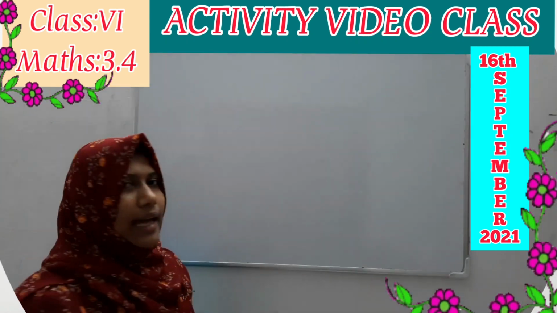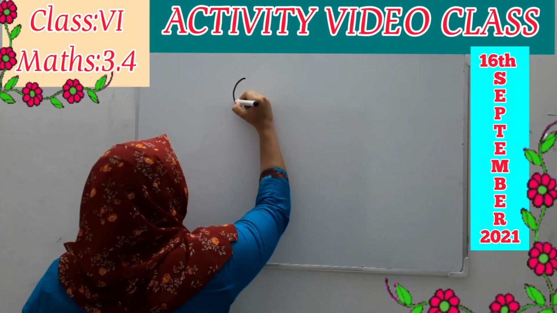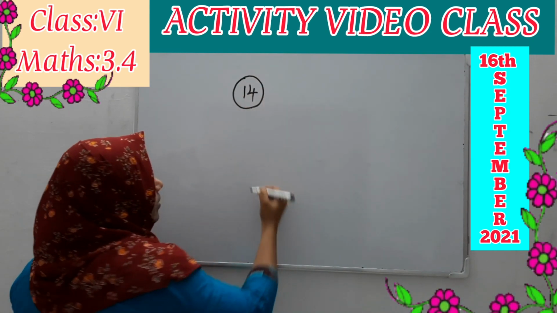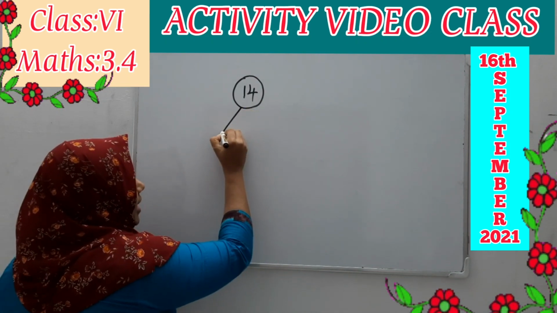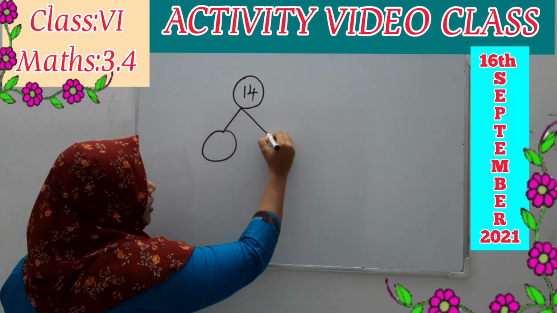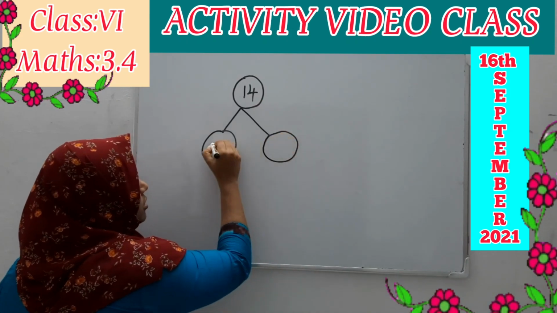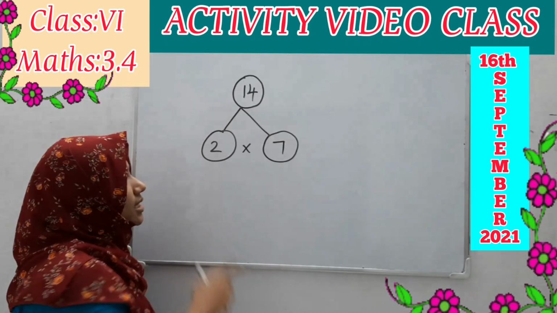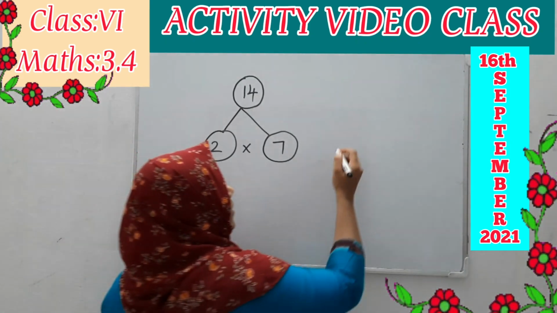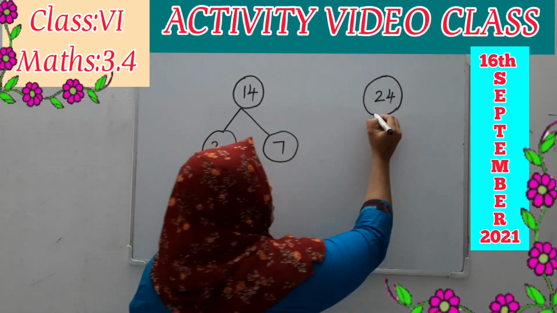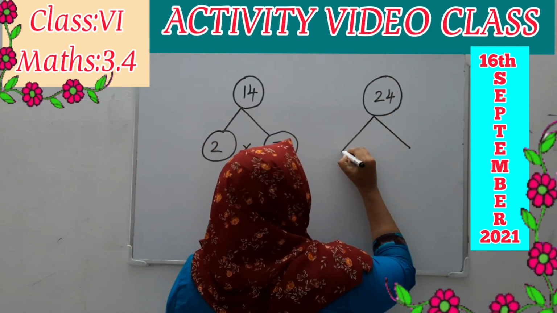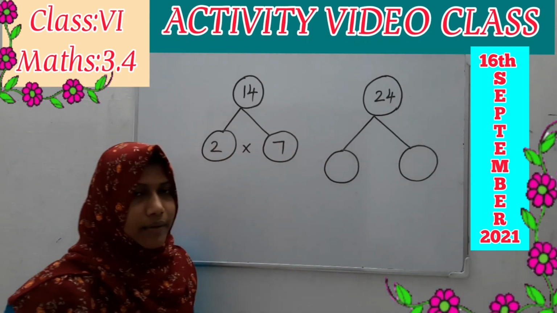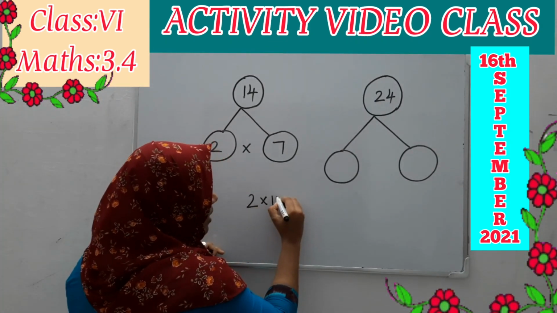Ready? As you know, we make tree forms, a factorization tree. Like 14. We can say that 14 is the product of 2 into 7. This is a factorization tree. Well, next example, 24. We can represent it in different modes: 24 is 2 into 12.